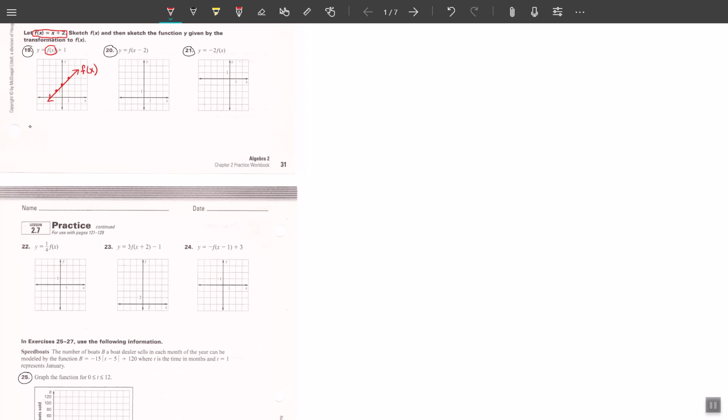So if I were to plug that in to show you, it would be y equals, instead of writing f of x, I'm going to go ahead and write in the x plus 2, because that's what f of x equals. That's what they gave you up there in the directions. And then they want to add to that plus 1.